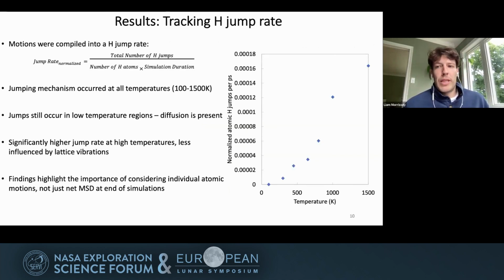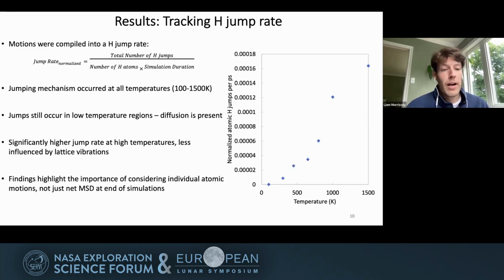After showing that motion, we then wanted to find a way to better track diffusion beyond just the MSD. So we took these motions and compiled them into what we call a normalized jump rate, where we take the total number of H jumps and divide it by the number of atoms multiplied by the duration of the simulation. You can see those findings in the figure on the right. What's important to note is that we did observe a jumping mechanism across all the temperatures studied, between 100 and 1500 K. Furthermore, and perhaps even more importantly, we did find jumps in those low temperature regions. Because we're seeing jumps from one O to another, this means that diffusion is present at these low temperatures.